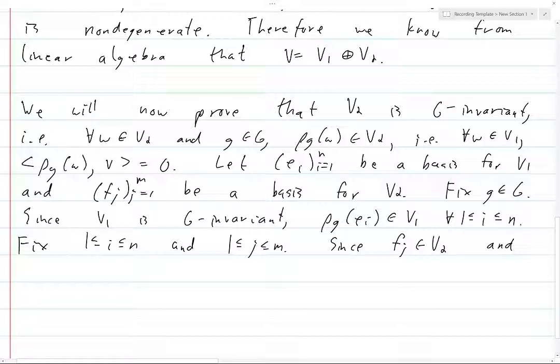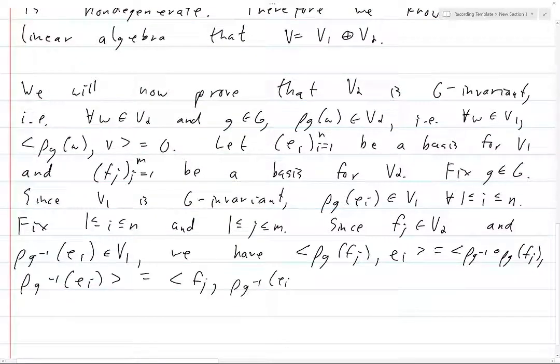So the inner product of rho(g)f_j with e_i is going to be, well, this is a G invariant Hermitian inner product. What that means is that we can apply rho(g inverse) onto both coordinates of this inner product, and it's going to give us the same thing. That's what it means to be a G invariant Hermitian inner product. When we compose rho(g inverse) with rho(g), they cancel out, and so we're going to have just f_j there. And we're still going to have rho(g inverse)(e_i) on the right here. But since f_j is in V2, that means that for every single element of V1, the inner product of f_j with that element is going to be 0, and rho(g inverse)(e_i) in particular is in V1, and so this is going to be 0.